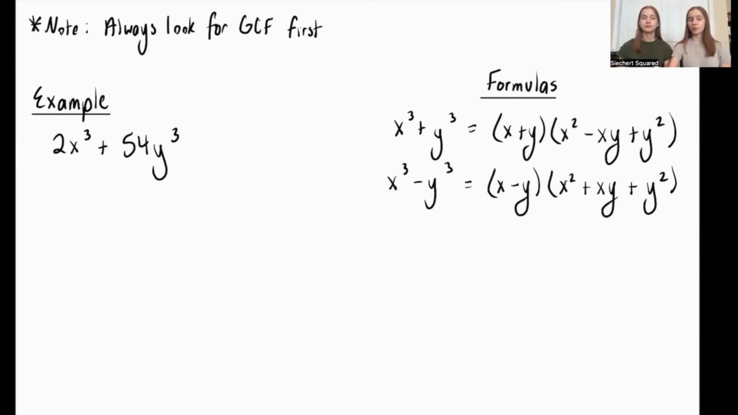So for our last example, we are going to factor 2x cubed plus 54y cubed. It looks different because we have different variables, the x and the y, but we're still going to have that same first step where we look for the GCF first.